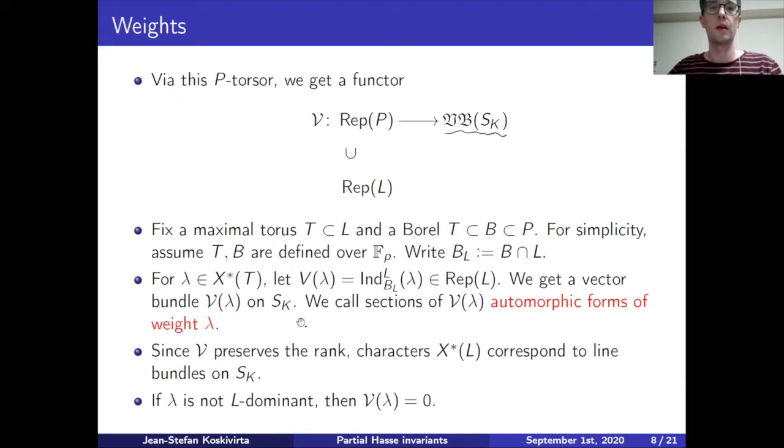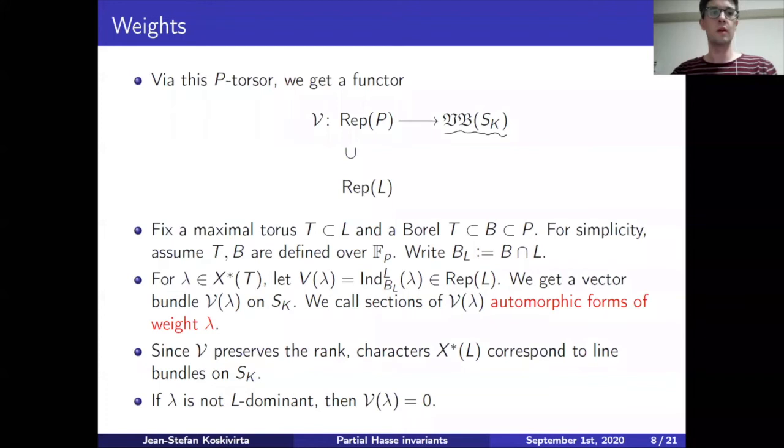And so we call sections of V of lambda automorphic forms of weight lambda. So I will use this terminology in this talk. So this functor V clearly preserves the rank. I mean, I'm just looking at the definition. So if you have a representation of dimension n, then we get a vector bundle of rank n. So characters of L correspond to line bundles on the Shimura variety by this functor.